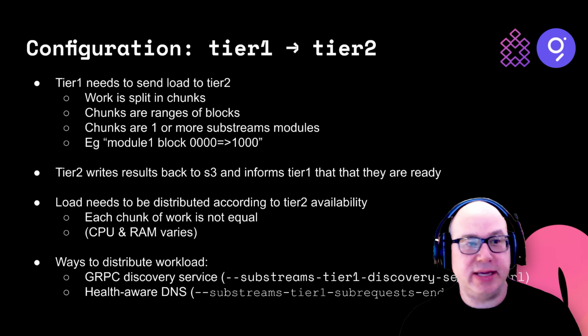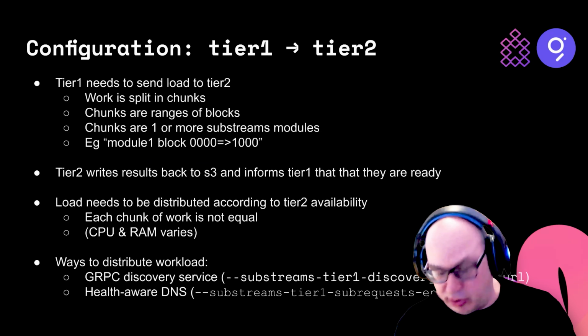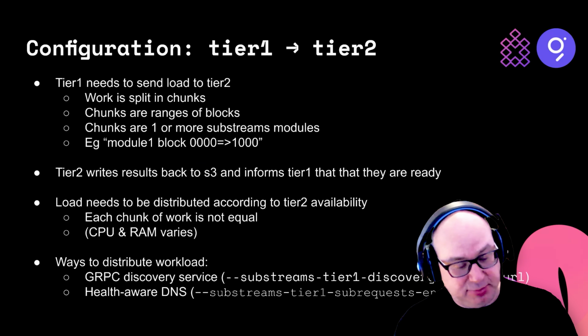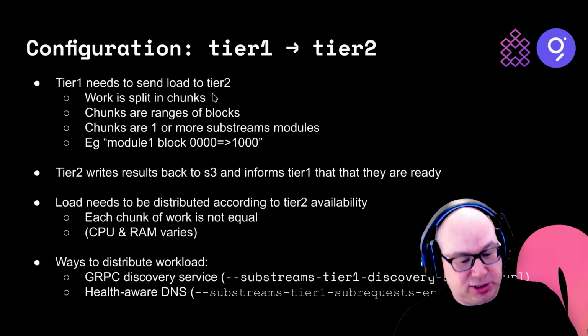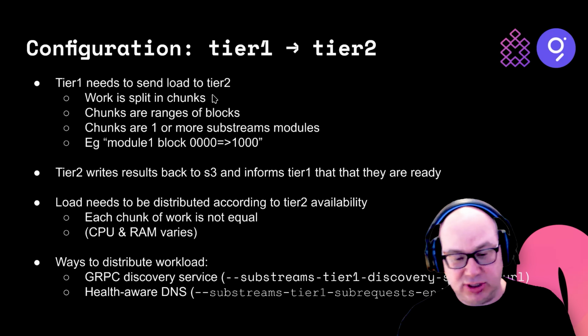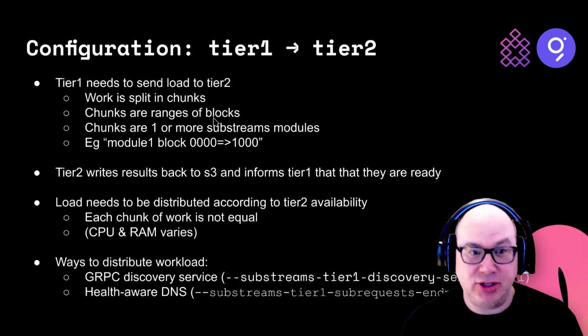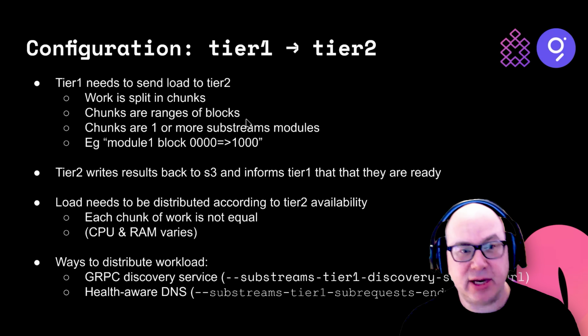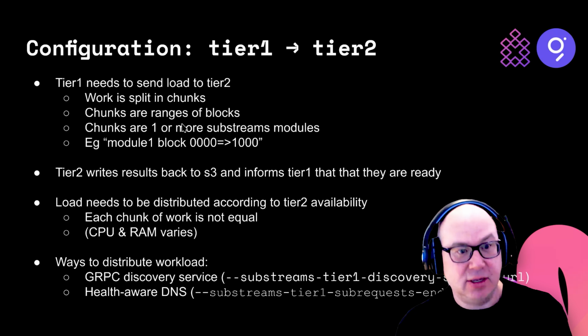Okay, so tier 1 needs to send the load to tier 2. Right, so if a user or a graph node connects in and says, please sync this substream powered subgraph, well, we need to split up the work into chunks and then ask the tier 2 nodes to please process the chunks. So the chunks are ranges of blocks and they're one or more substream modules. So let's talk about this for a little bit.